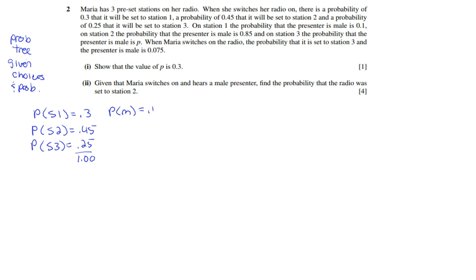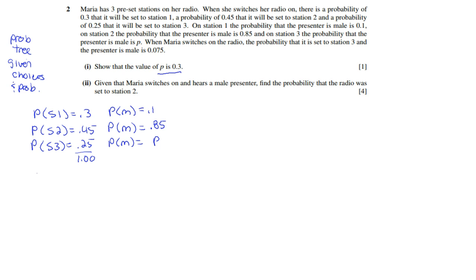And so now let's take a look at the other information. Probability of male, 0.1 for station 1, and probability of male is 0.85 for station 2. Probability of male for station 3 is p. We don't know that now. They tell us it's going to be 0.3. We've got to prove it. We've got to show that.